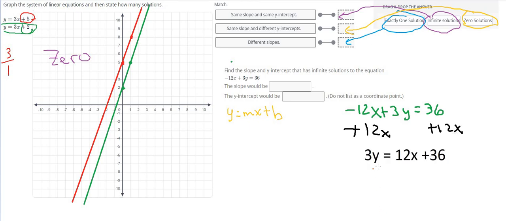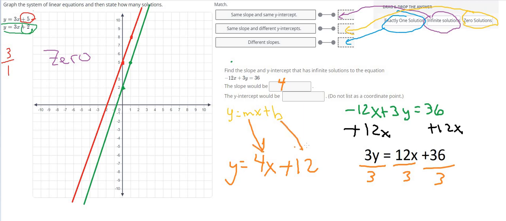And that says 3 times y, so now we're going to divide by 3. We're going to divide everything by 3. And that would give us y equals 12 divided by 3 is 4, so y equals 4x, and 36 divided by 3 is 12. So our slope then is 4, that's the m, the number in front of the x, and the b is a positive 12.